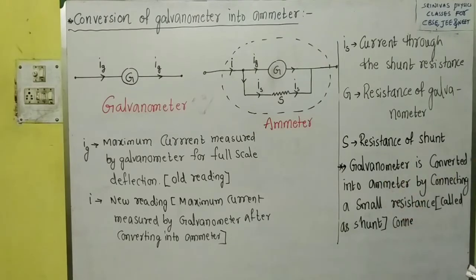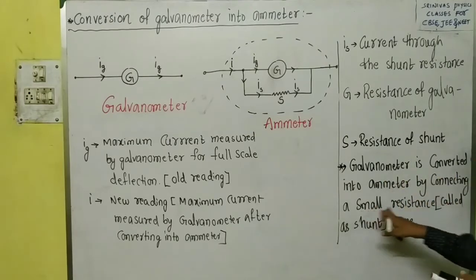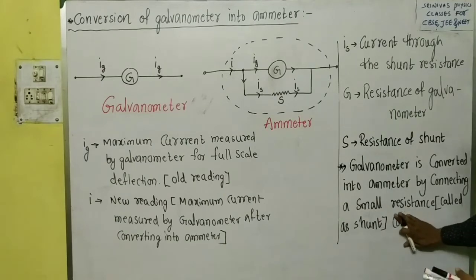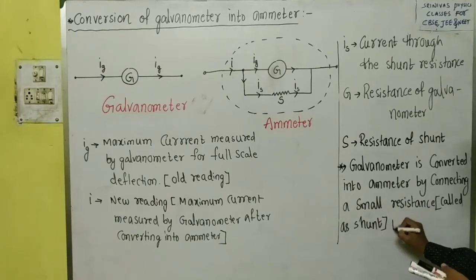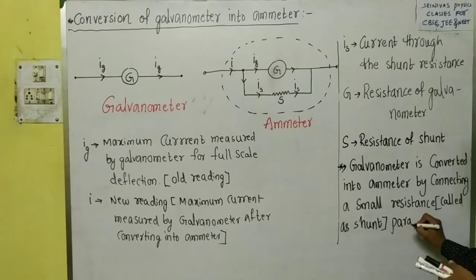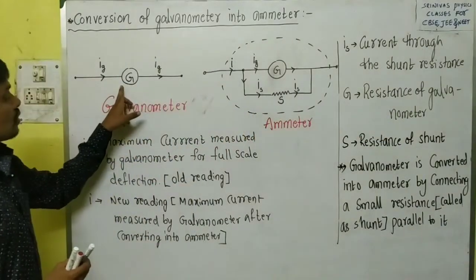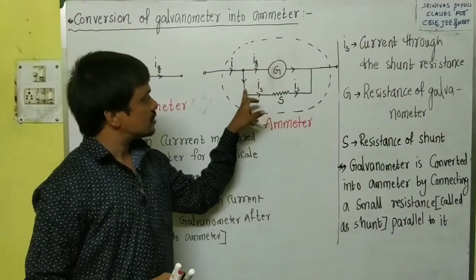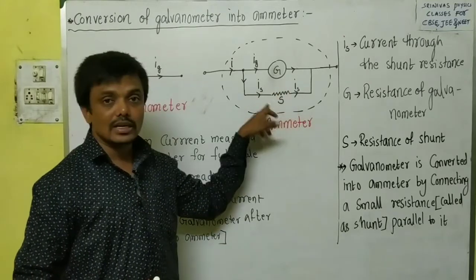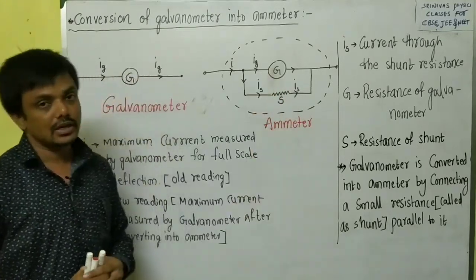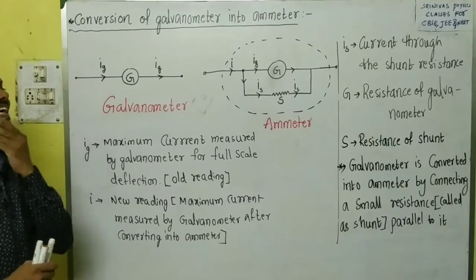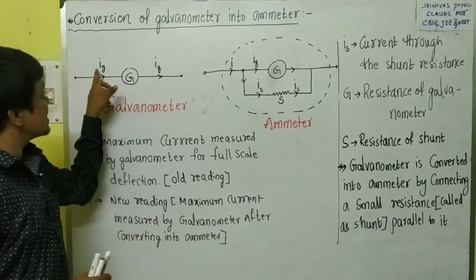The galvanometer is converted into an ammeter by connecting a small resistance called shunt parallel to it. Okay, parallel to it. This is an important point, and it is simple. We are converting the galvanometer into an ammeter just by connecting a small resistance, that is shunt, parallel to it. Initially it is measuring only Ig.